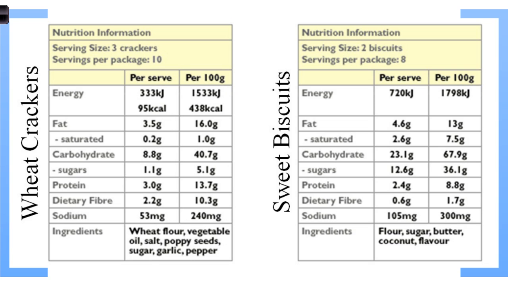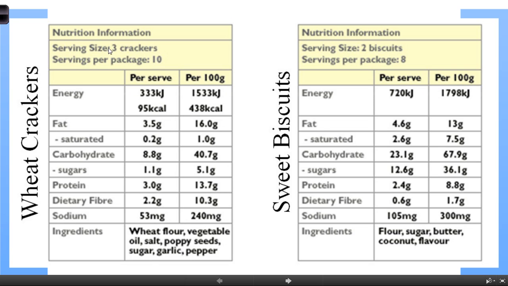It'll always say what a serving size is. So the serving size here is 3 crackers, and then it's got the amount of energy, fat, all these things that you would have in 3 crackers. And then they also have how much is in 100 grams. So if we look at these, which one of these has more saturated fat? You've got fat here, so this one's got 16 grams of fat, and 1 gram of that is saturated fat. That's in 100 grams.